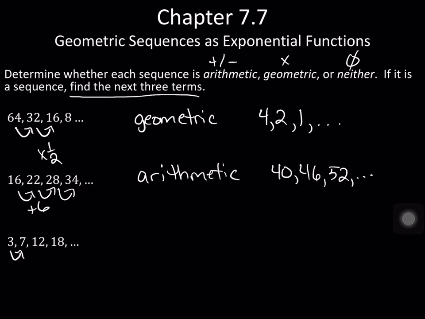So 3 plus 4 gets me to 7. But then from 7 to 12 is plus 5 and plus 6. So this is a sequence, but it doesn't fit either one of our patterns. It's not arithmetic, it's not geometric. So this one is neither.